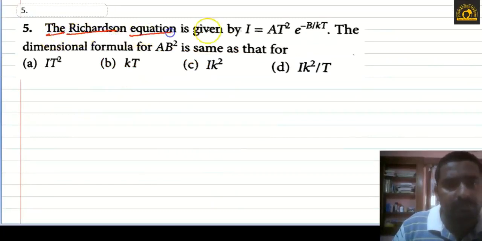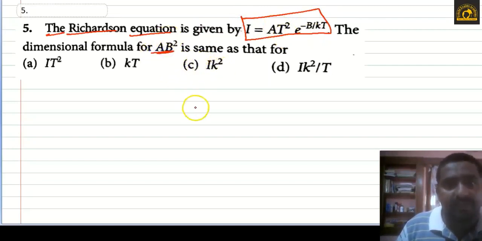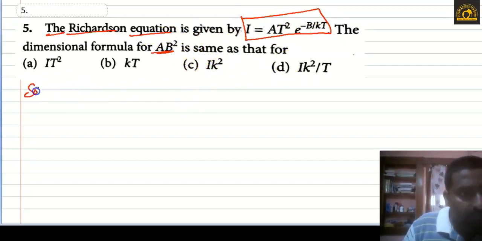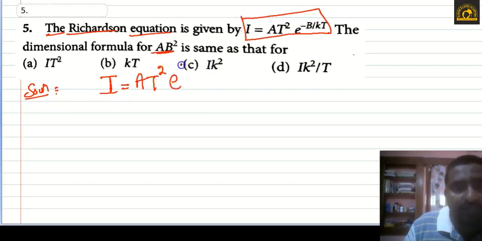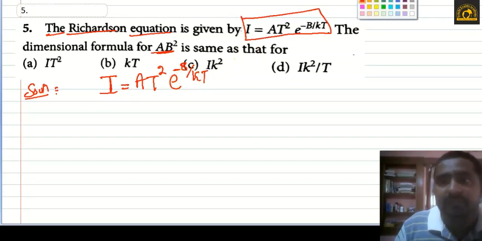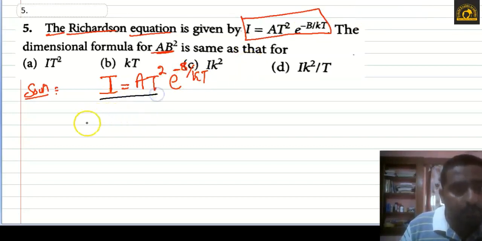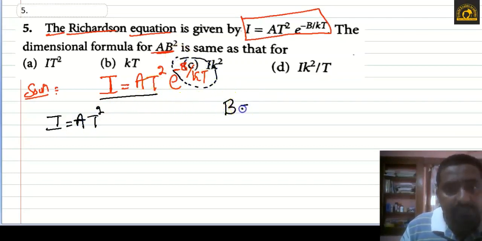The Richardson's equation is given. So this is the Richardson's famous equation. The dimensions formula for AB square is the same as, let's see the first one. I is equal to AT square exponential function of minus B divided by kT. This is the exponential function, so that exponential function, that is B is equal to kT.